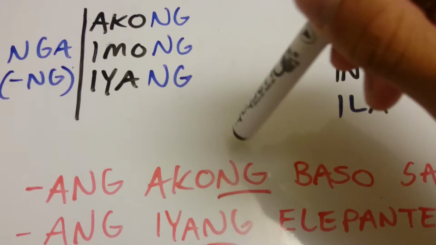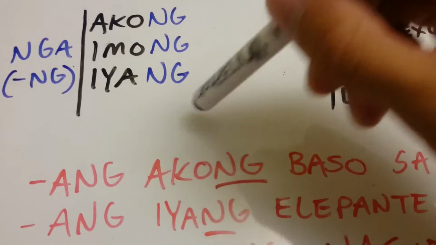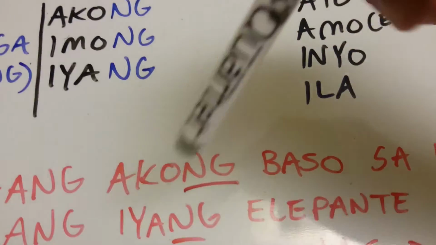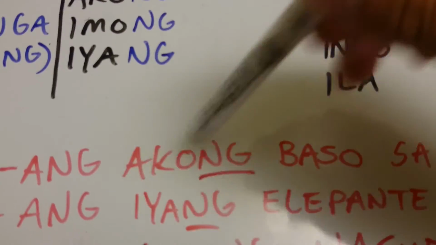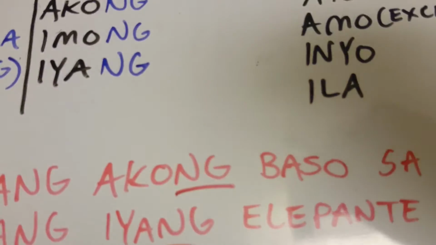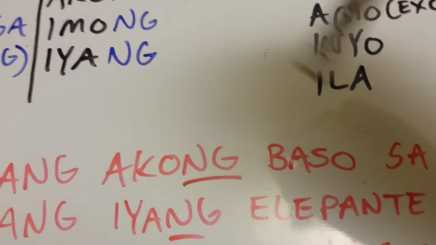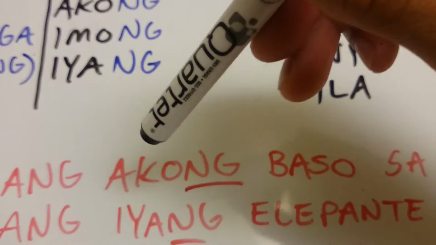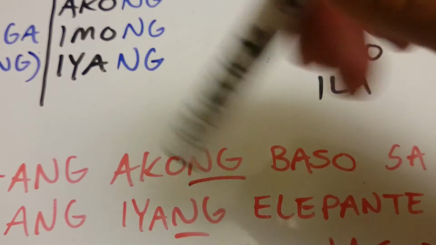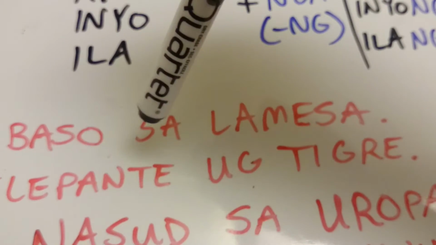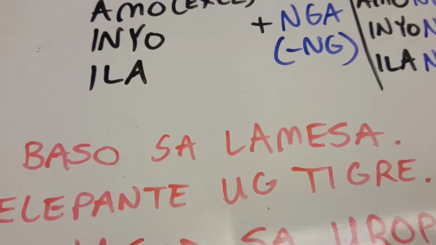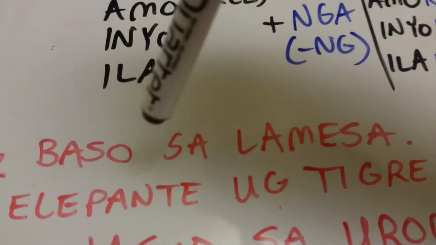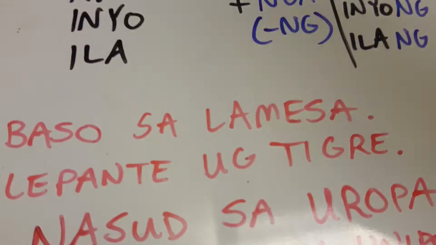And I underlined the ng, indicating that this pronoun is in the ergative case, and it's showing a kind of possession, or somehow relating the cup with the first person by this ligature here. It just connects this pronoun to this noun, and this whole thing is our subject right now. Sa again is our preposition, and then lamesa is our other noun, just table.